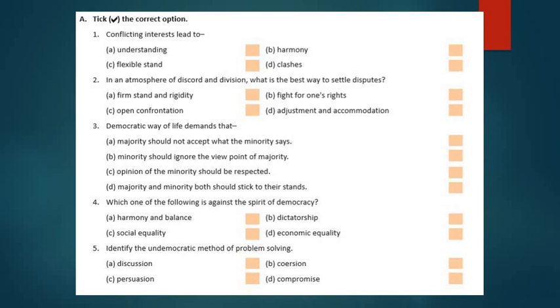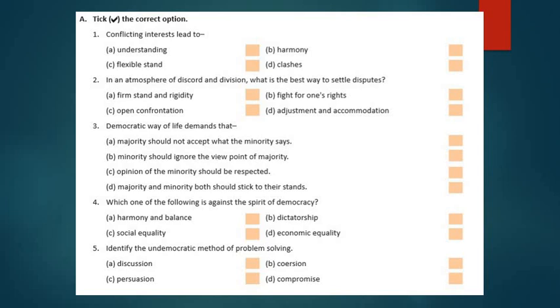Question 4. Which one of the following is against the spirit of democracy? What is against the spirit of democracy? That is dictatorship. Option B. Dictatorship is just against the spirit of democracy. Now question 5. Identify the undemocratic methods of problem solving.